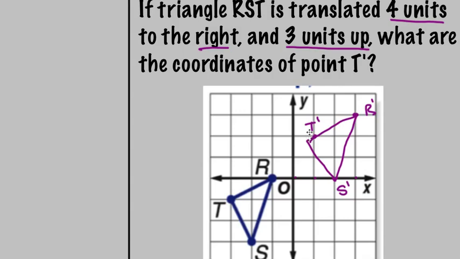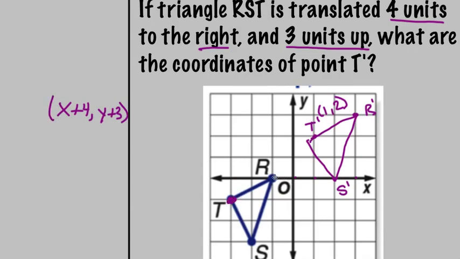Well, I came over 1, went up 2, 1, 2. If I wanted to write the algebra for this, which isn't required, I went 4 to the right, so I would take the x value and add 4. And then I went 3 units up, so I took the y value and added 3. Let's see if that works. Let's look at the value of T.